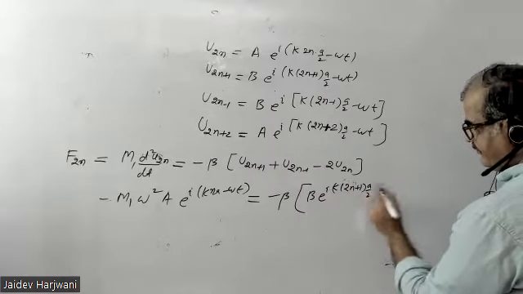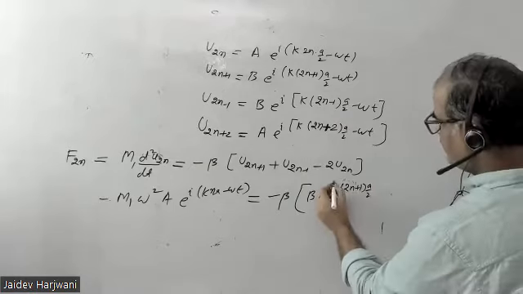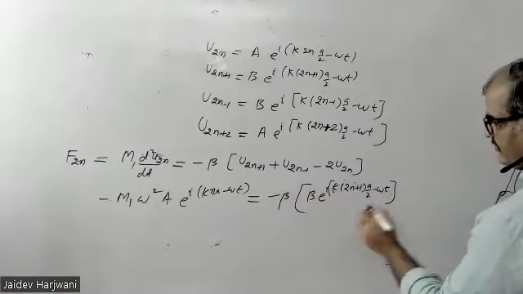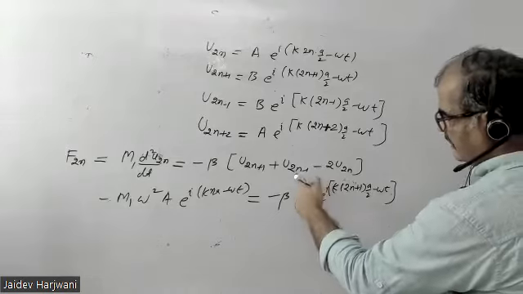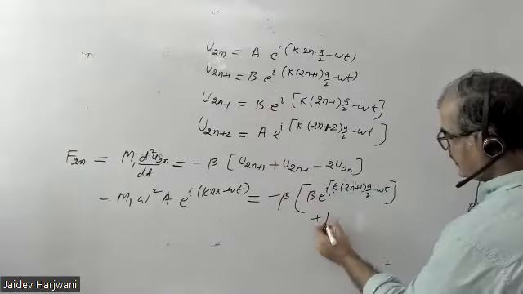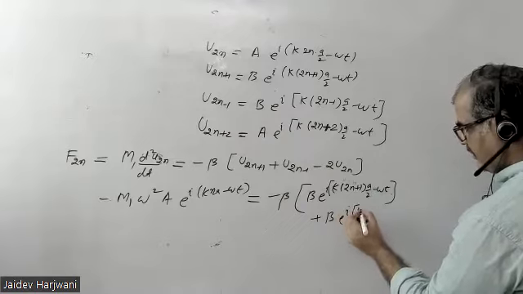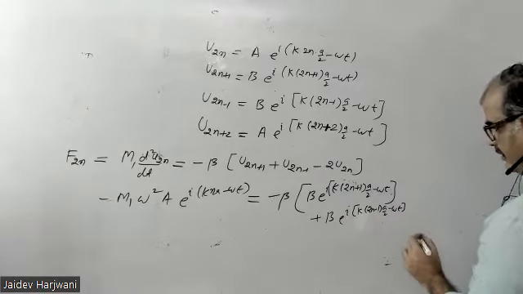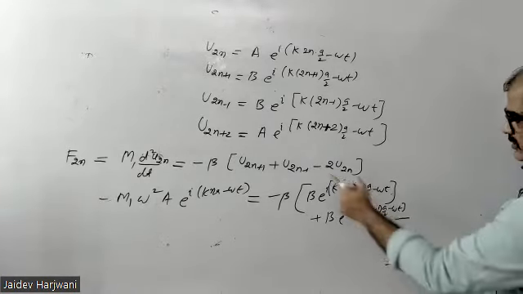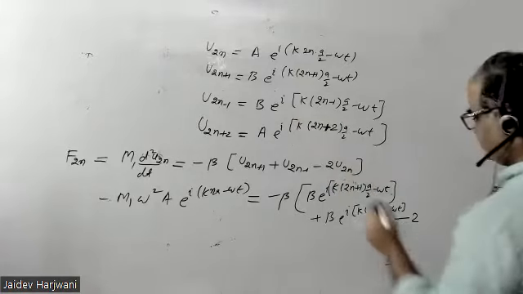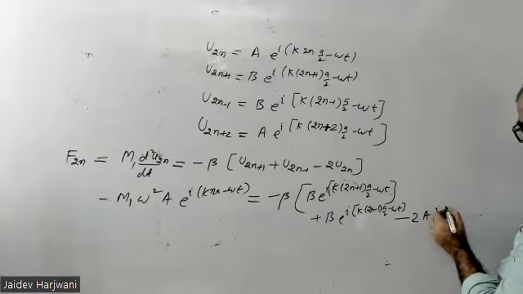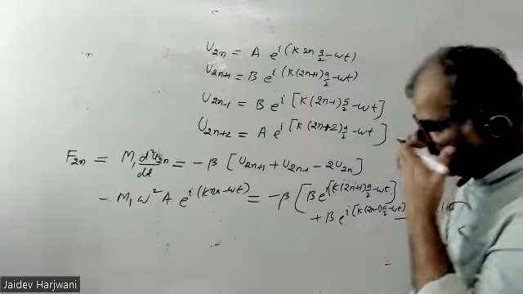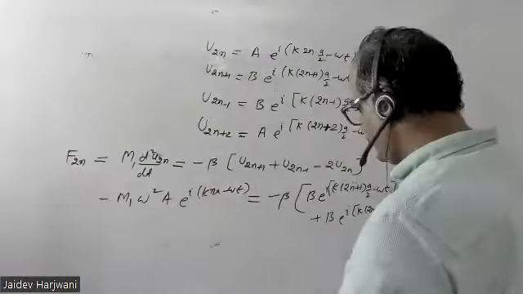Similarly, you can write for 2n minus 1. The 2n minus 1 is again my B atom, so B e power iota k (2n minus 1) a by 2 minus omega t. And then last we have u 2n, my A atom, so 2A exponential iota k na minus omega t. You have to do this yourself, no need to check.